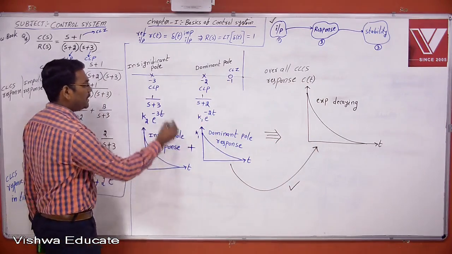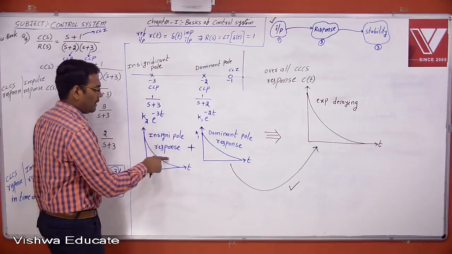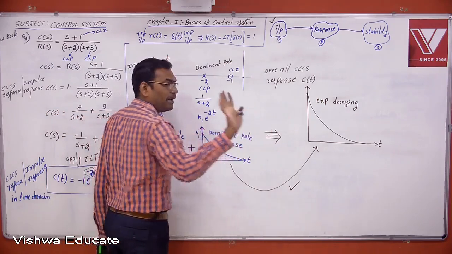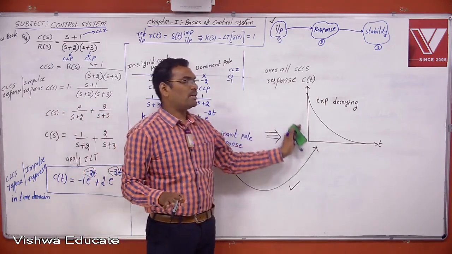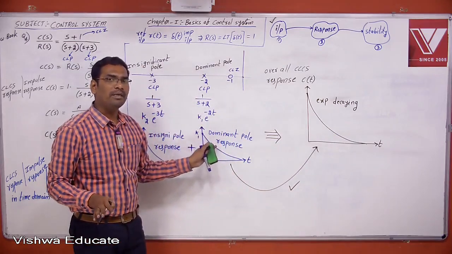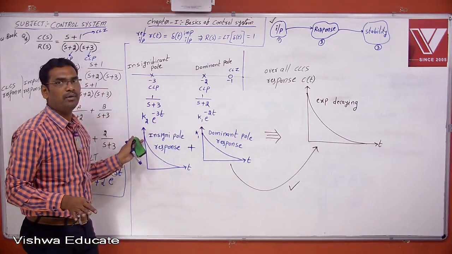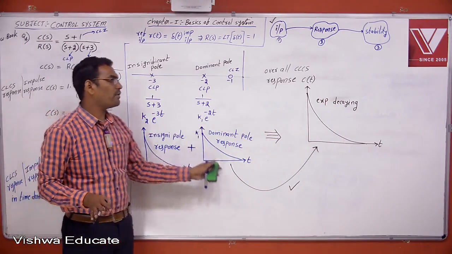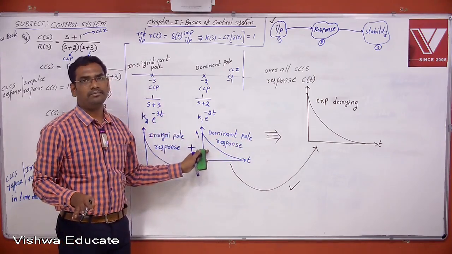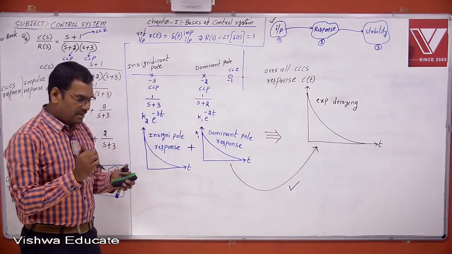Even if you do not consider the insignificant pole, it is not a problem. The overall closed loop control system response will not be disturbed. The overall closed loop control system response is exponentially decaying by looking at the dominant pole, and the dominant pole response is not disturbed by the insignificant pole. Therefore, not at all a problem. The overall closed loop control system response is decided from the dominant pole. Understand or not?